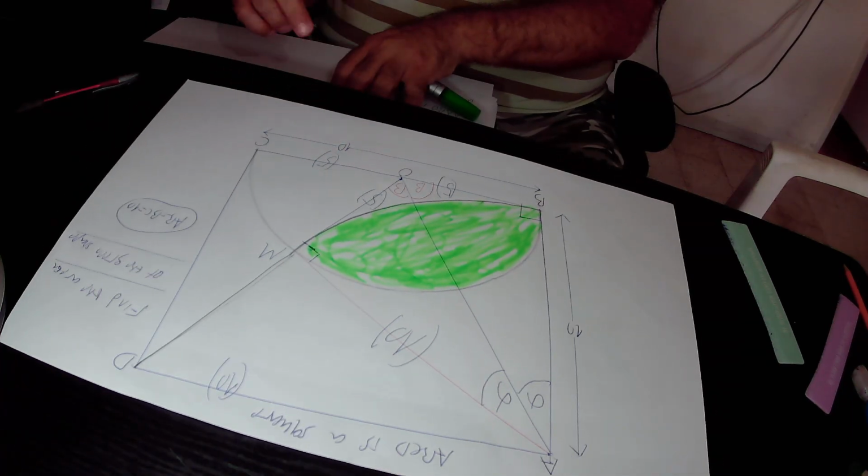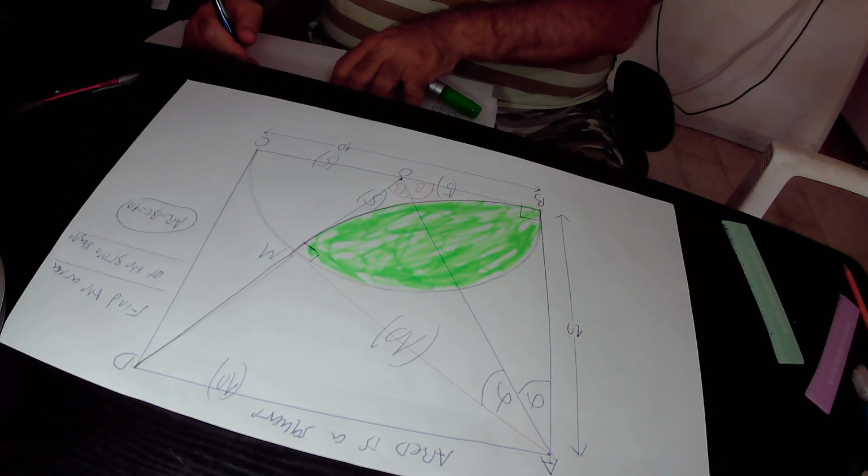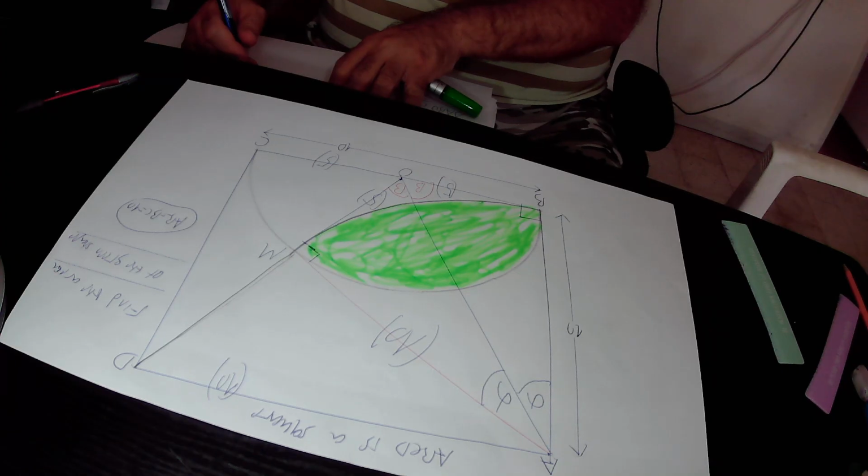According to the Pythagoras theorem, in any right triangle, the square of the hypotenuse equals the sum of the squares of the perpendiculars.